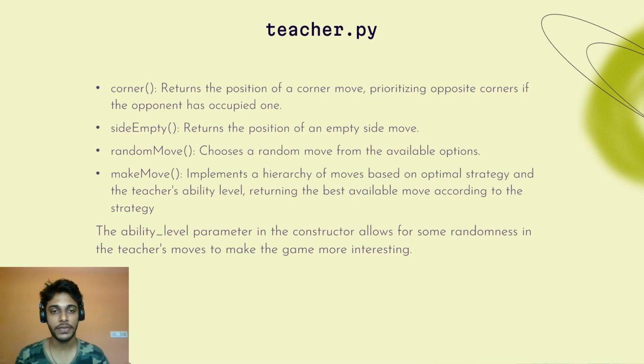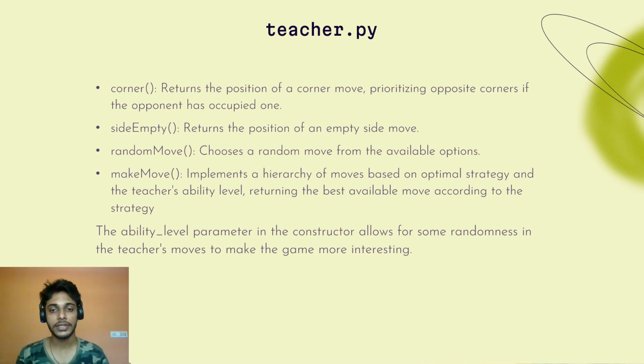The next function, which is side empty, checks if any side, like the non-corner cells of the board, is empty. If such cells are empty, then it returns the coordinates of this empty side cell. The random move function chooses a random move from the available empty cells on the board. It returns the coordinates of any randomly selected empty cell on the board.